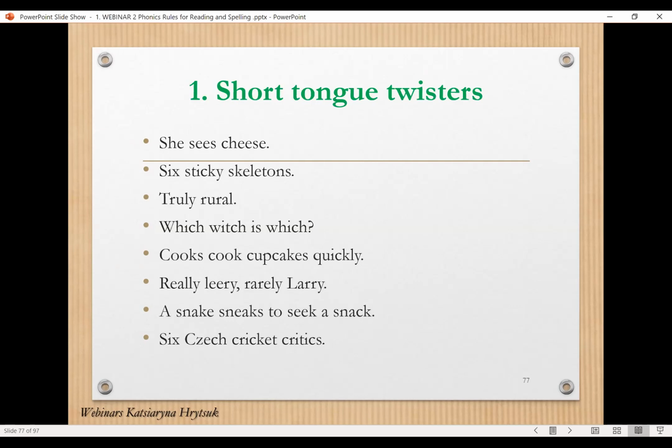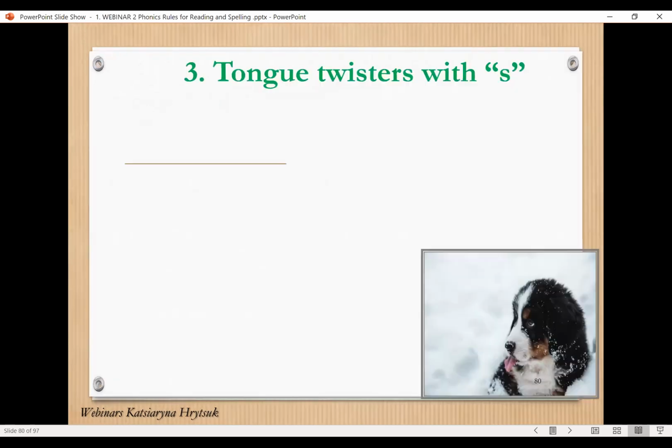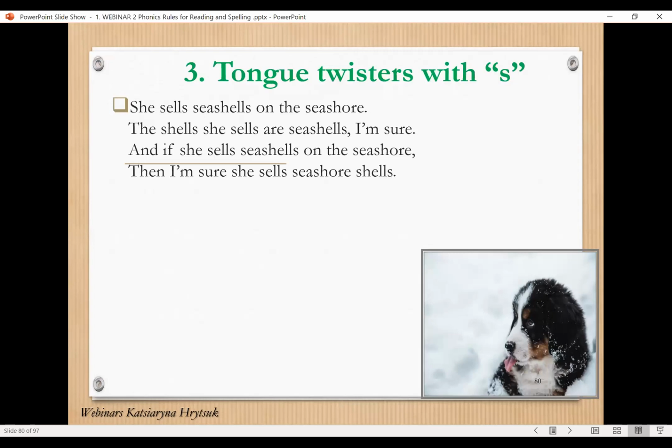Which one is yours? She sells seashells on the seashore. Okay, let's try. She sells seashells on the seashore. She sells seashells on the seashore. Seychelles. Good, very good. So next time, this one is your target, okay?